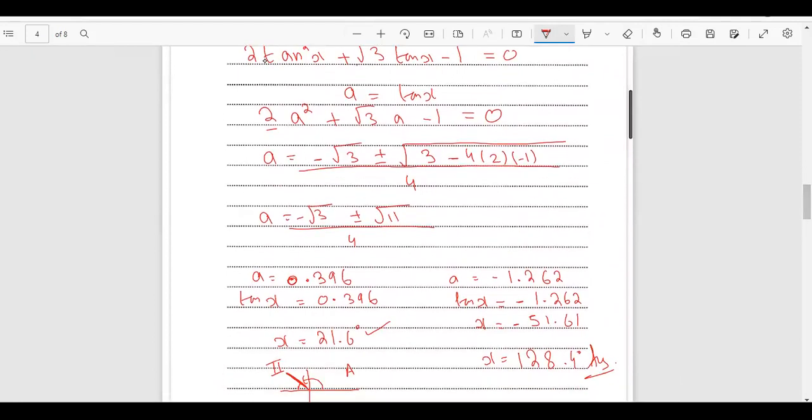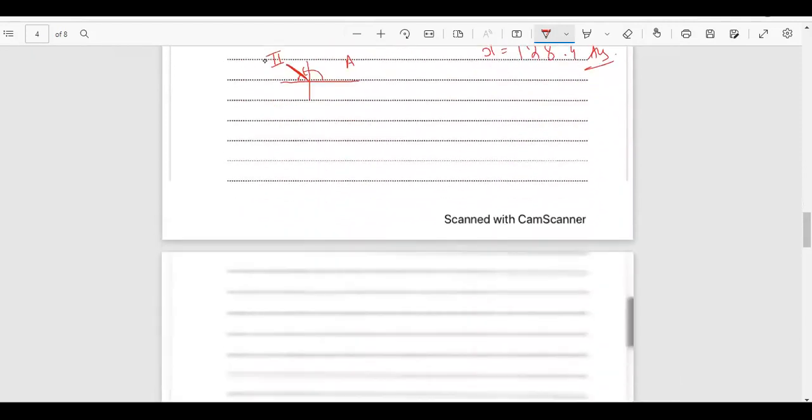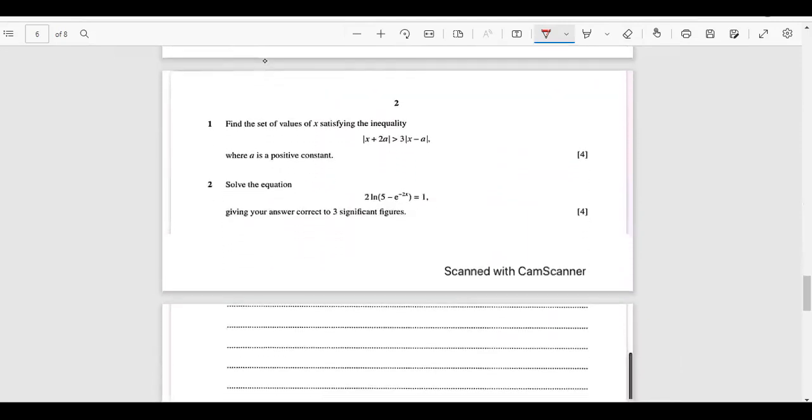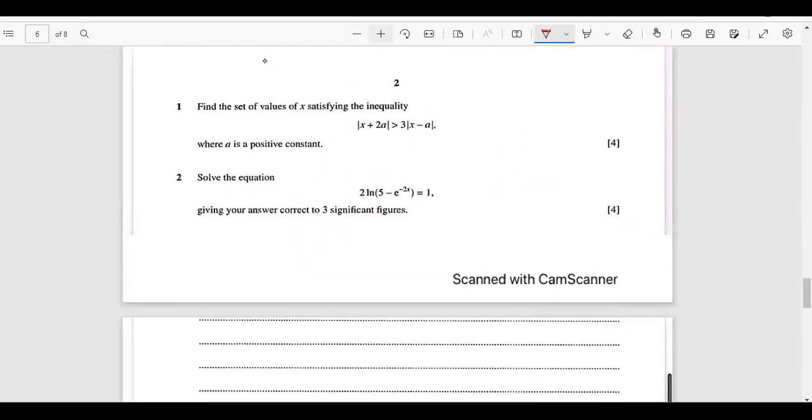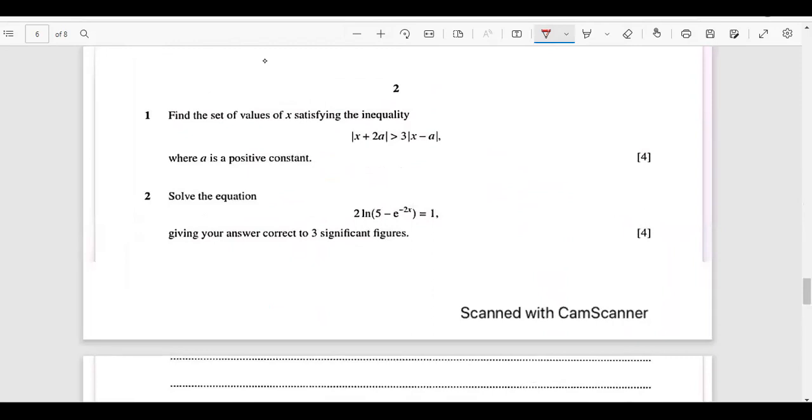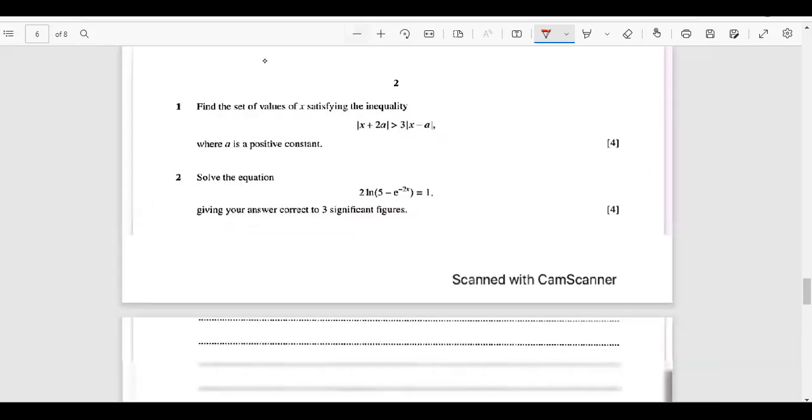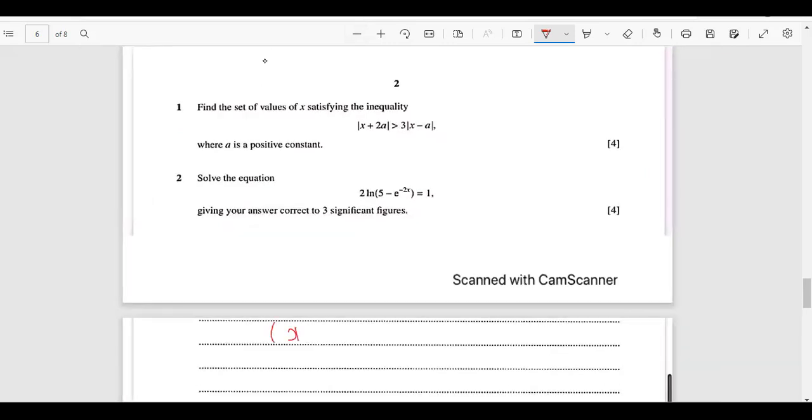Okay, let's talk about the next one then. Now the first question is a question of similar type. So I'll explain this to you and with reference to this question, you would be able to identify a mistake. So this says find the set of values of x satisfying this inequality. Whenever we have mod, we are going to take square of both sides. So that would give us (x plus 2a) squared greater than 3 into (x minus a) whole squared, right?